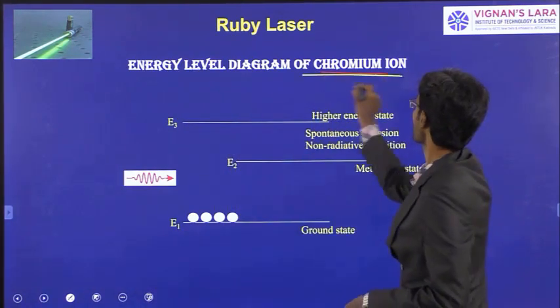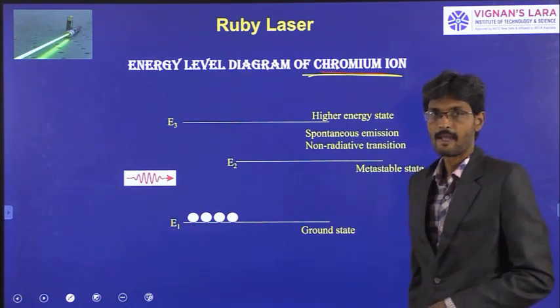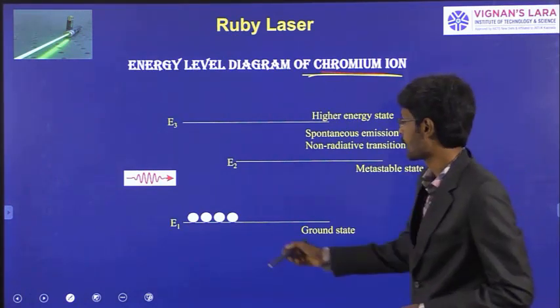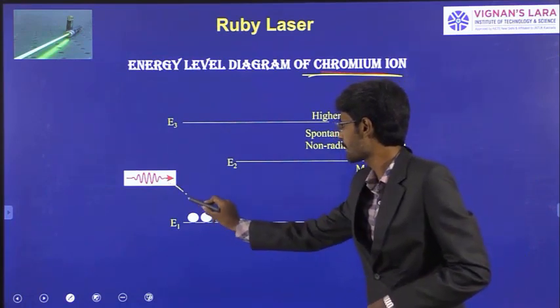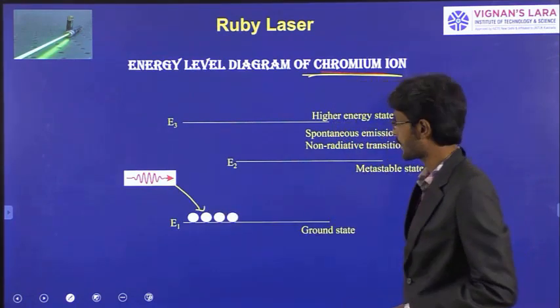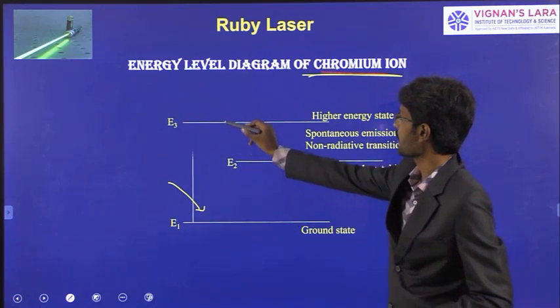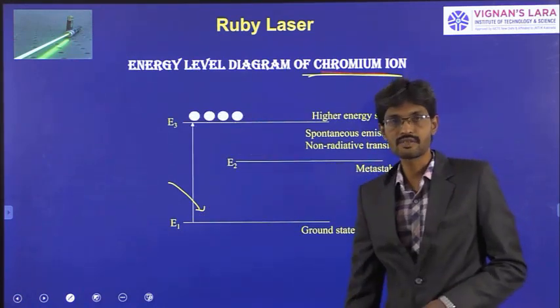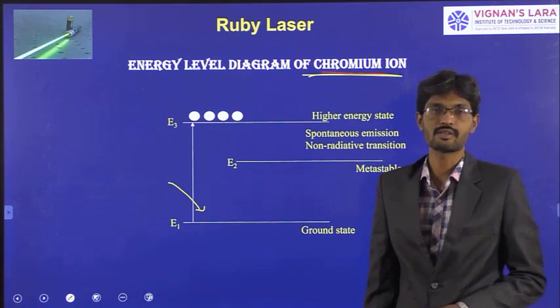This is the energy level diagram of chromium ions. When the light is absorbed by the chromium ions, this incident photon is absorbed and the chromium ions go to the excited state, E3. Now E3 is a higher energy state.